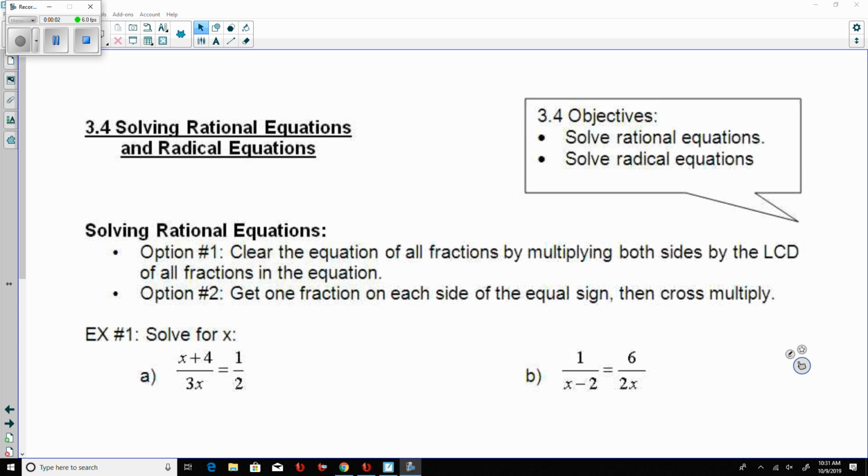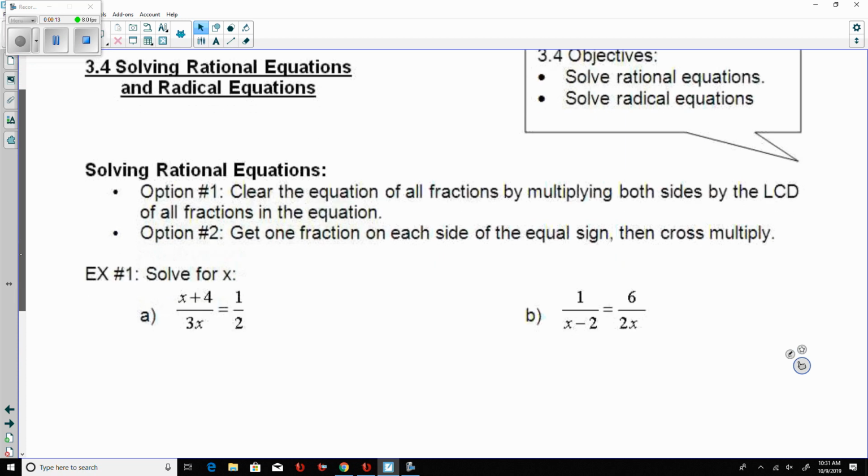We're live. Okay, so solving rational equations. The radical equations, like I said, we're going to go over Thursday. So we have fractional equations.